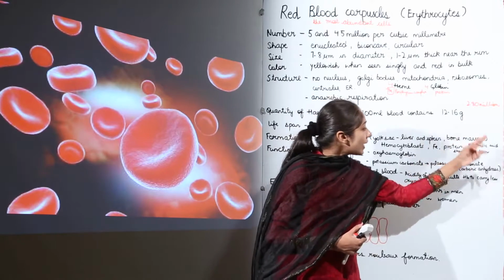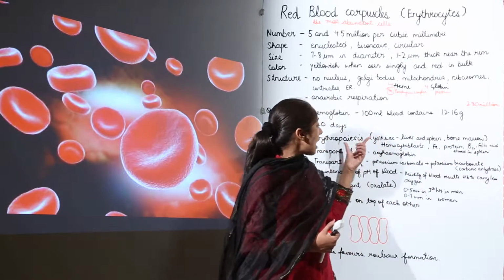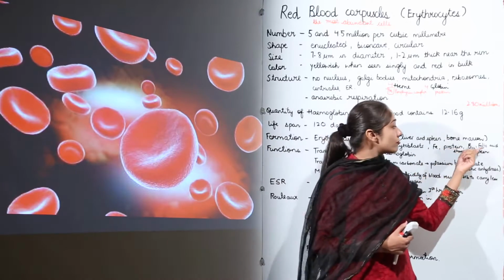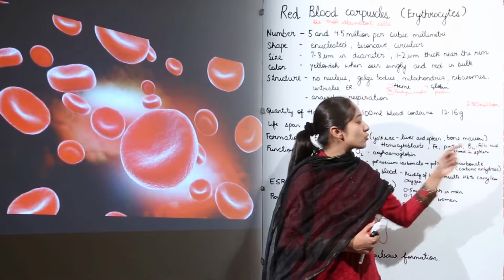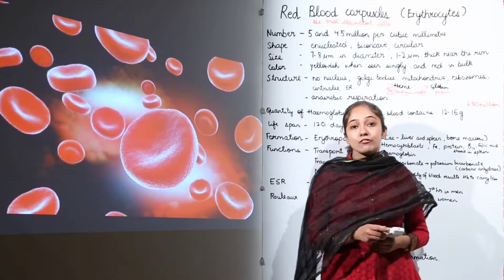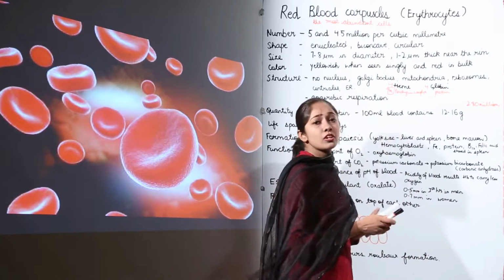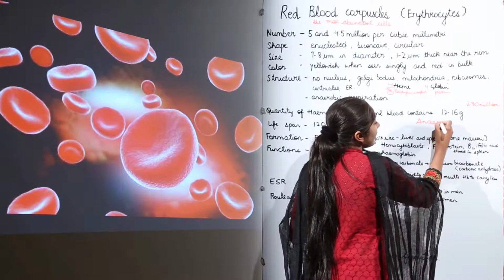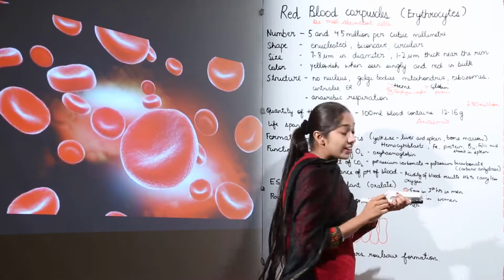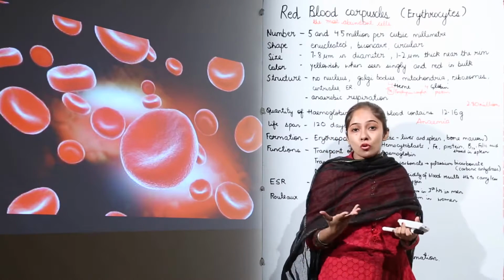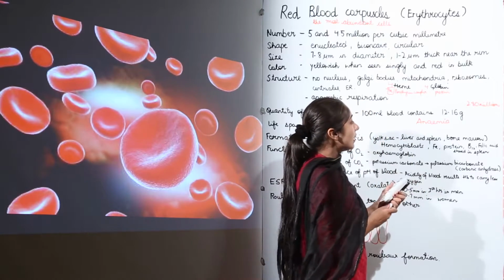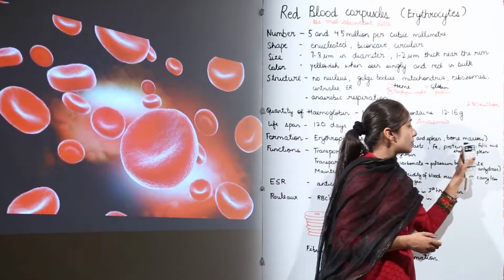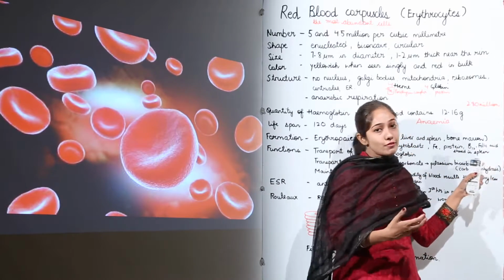So, you can make out how important the protein, the iron, the vitamin B12 and folic acid are, because the deficiency is going to cause a disease that we call anemia. You must have come across this term many times. When there is deficiency of the pigment hemoglobin, this condition, anemia, is there. And it is also deficiency of iron, protein, vitamin B12, folic acid that causes anemia.